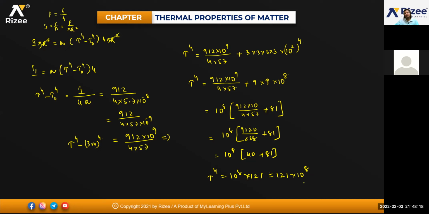I told you one method yesterday: a square plus b square into a square minus b square. You do it in that one, you'll get the answer for that one.